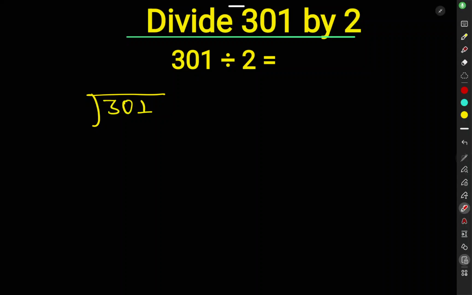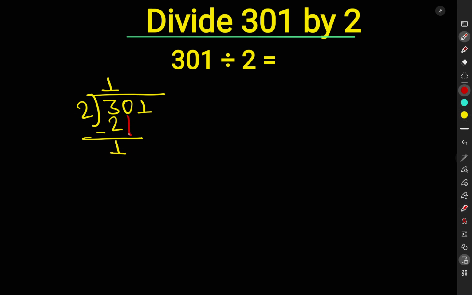Here we divide 301 by 2 in the long division method. So 2 times 1 means 2. On subtracting we get 1. So now this 1 is less than 2.